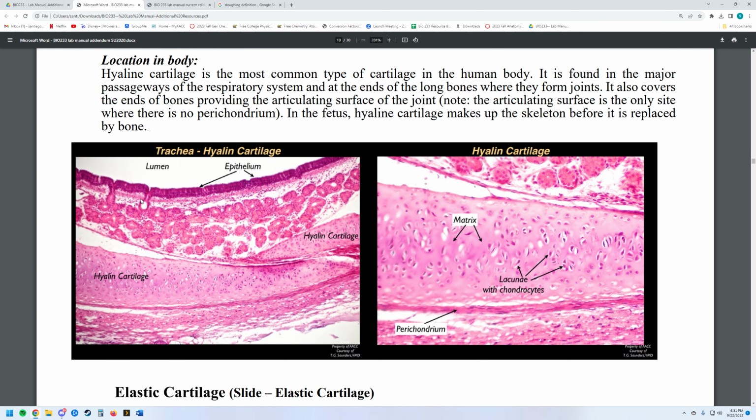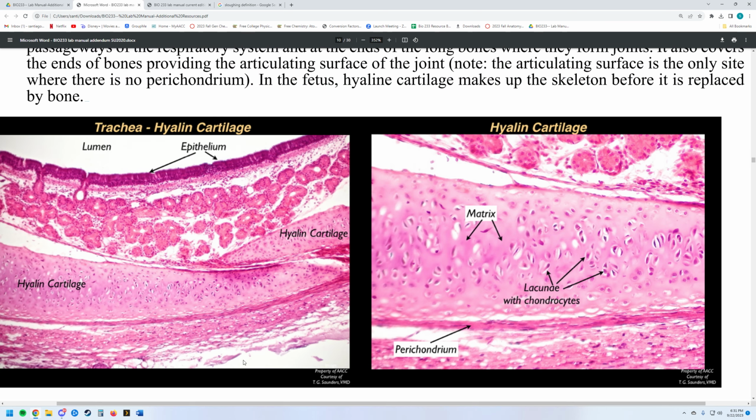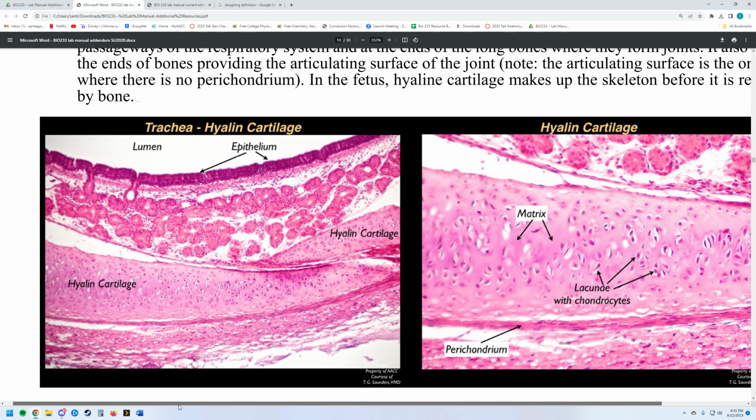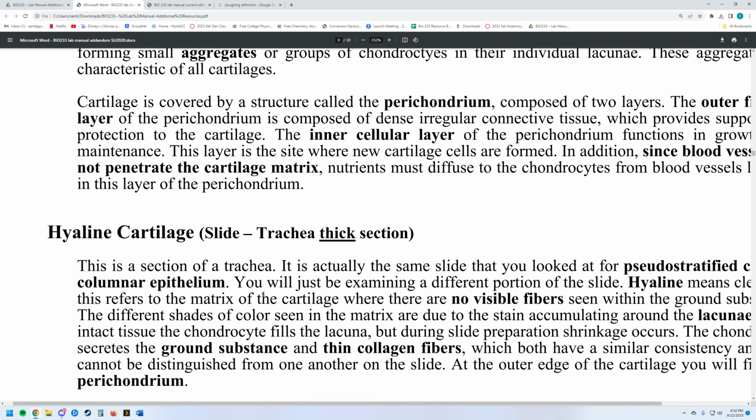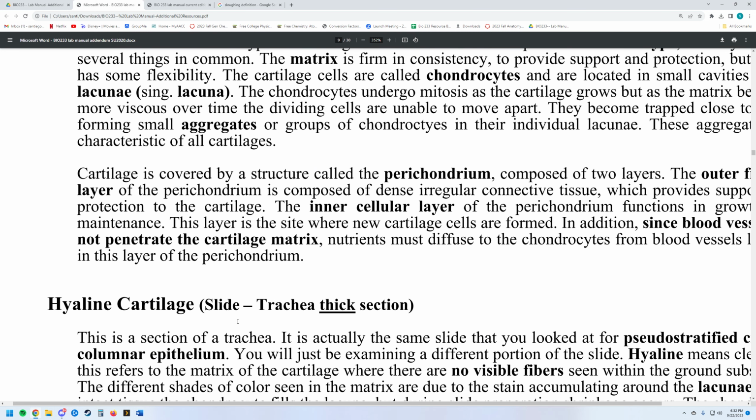Okay, what is this? What is this trying to show us? That's what we care about. Okay, I'm seeing epithelium on one side. Perichondrium. I'm going to do perichondrium first. That's way up here.